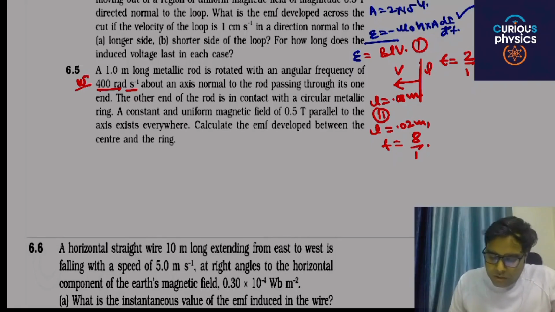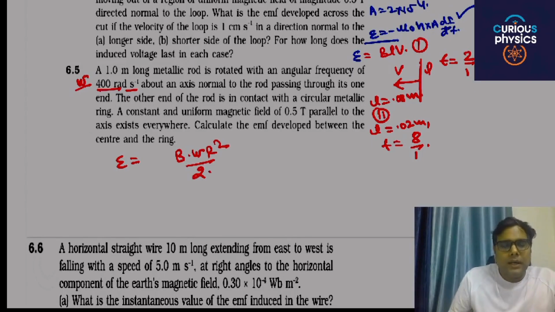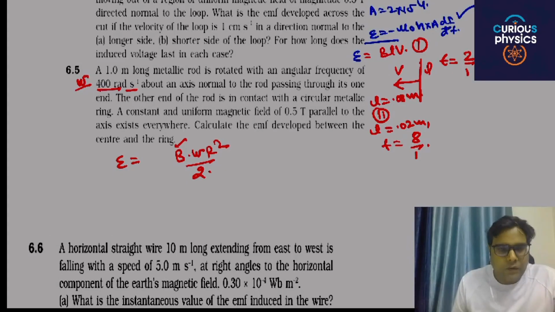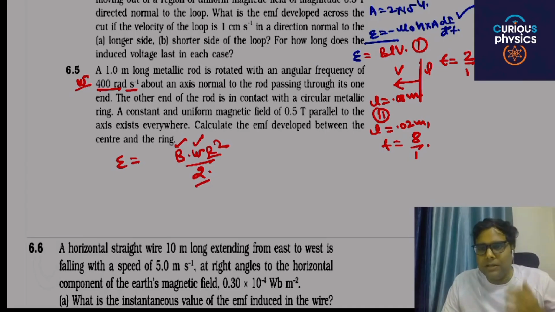The rod is rotated about an axis normal to the rod passing through its one end. The other end of the rod is connected with a circular metallic ring. A constant and uniform magnetic field of 0.5 Tesla parallel to the axis exists everywhere. Calculate the EMF developed between the center and the ring. We know that the induced EMF is B omega r square by 2. We have derived this formula in the second or third example. You have to just directly put the values: in place of B, 0.5 Tesla; in place of omega, 400; in place of r, 1; and in the denominator, 2. You will easily get your answer. Are you able to understand my point or not?